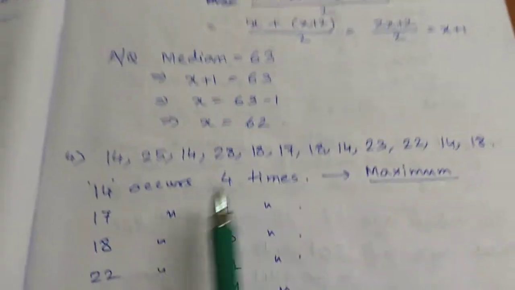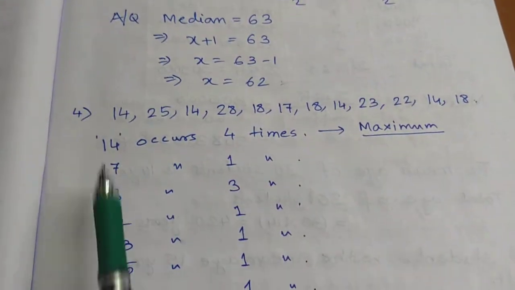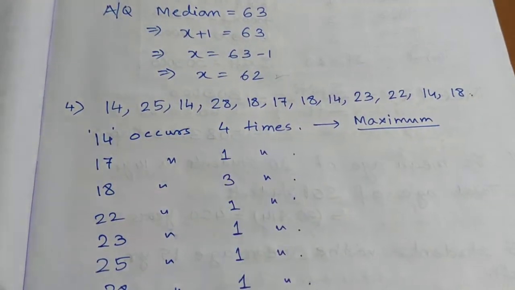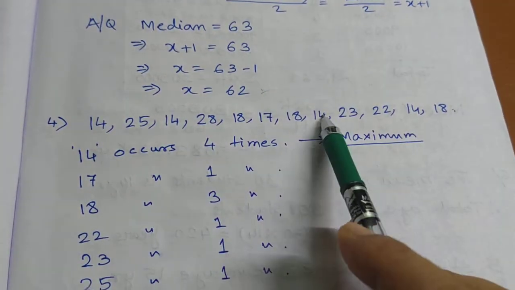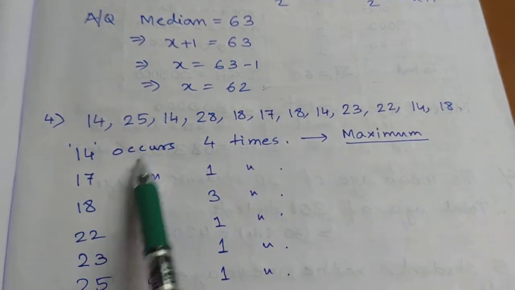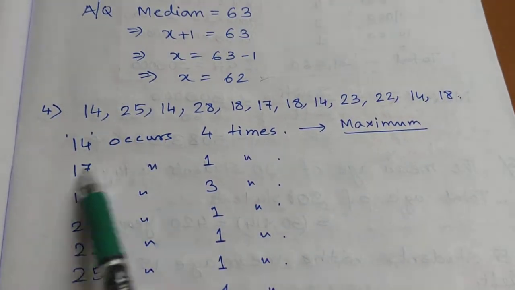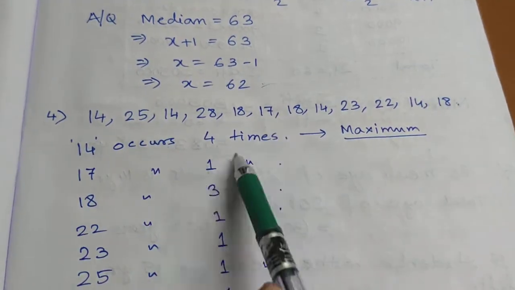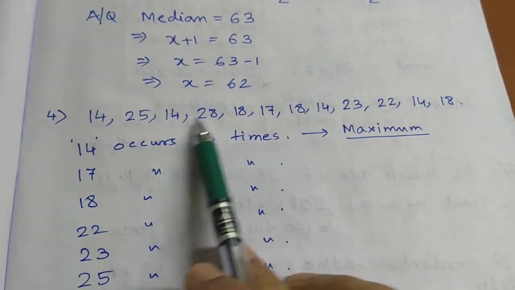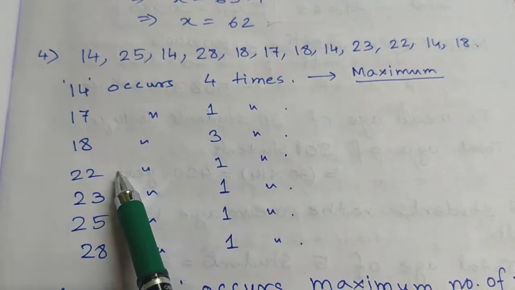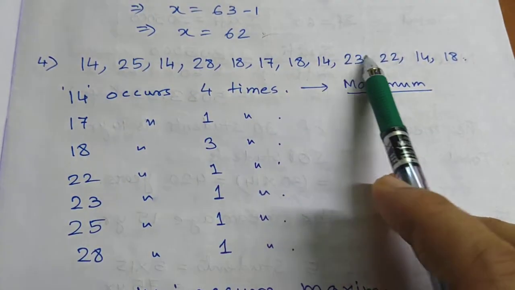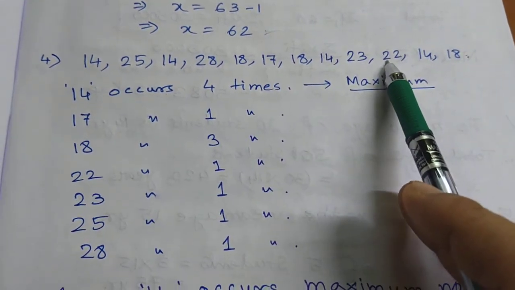So what I'm calculating is, for 14, how many times does it occur? Okay, 17, how many times does it occur? So 14: 1, 2, 3, 4. So 14 occurs 4 times. 17 occurs how many times? 17 occurs 1 time only. Then 18 occurs 1, 2, 3 times. Next 22 occurs only 1 time.